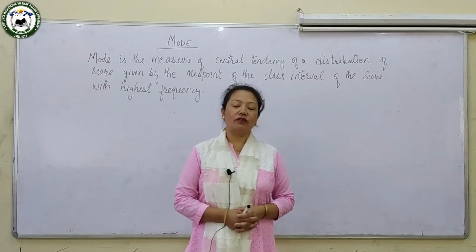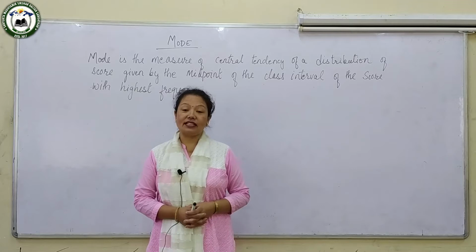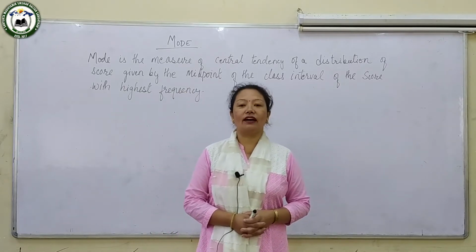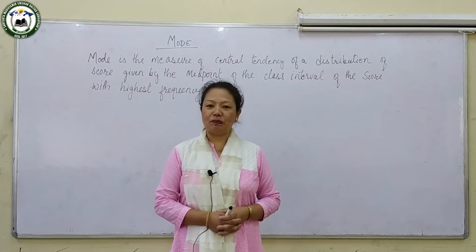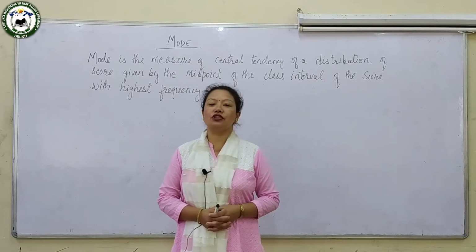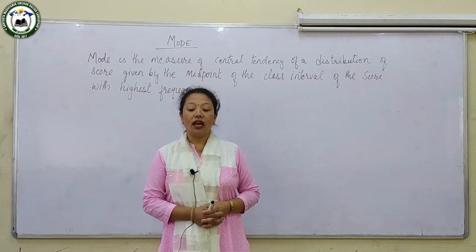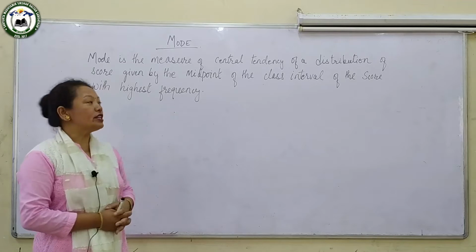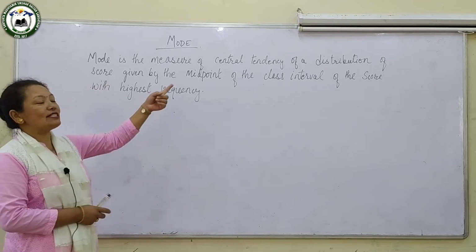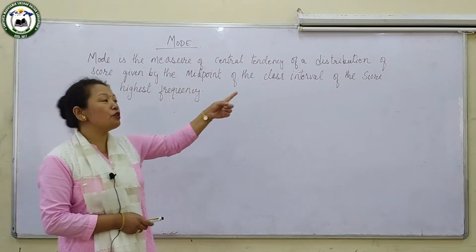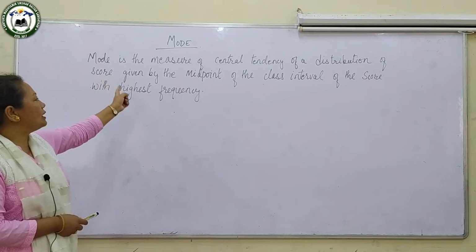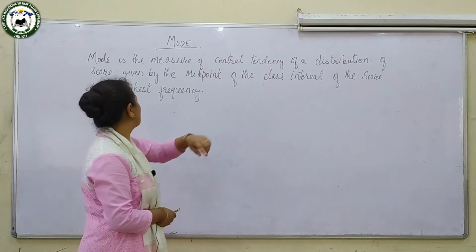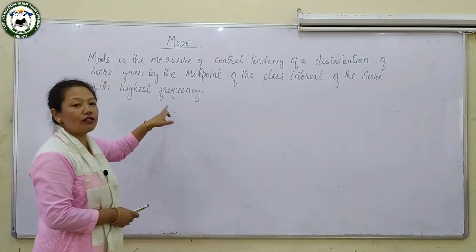So today we'll continue with the same chapter, that is educational statistics. In our previous classes we have done the mean and the median, the two important measures of central tendency. Now today we'll start with the mode. Mode is the measure of central tendency of a distribution of scores, given by the midpoint of the class interval of the score with the highest frequency.